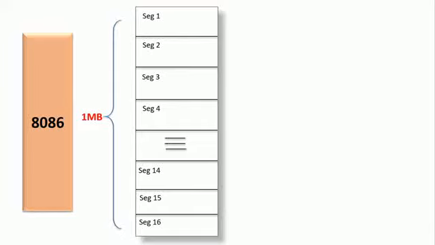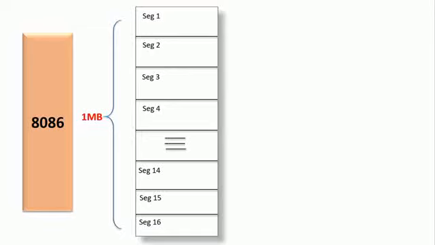So don't get confused. The 8086 microprocessor is providing 1 MB of space to interface the memory devices, and that 1 MB space is logically or virtually divided into 16 blocks, and each block is called a segment. Each block size is 64K.